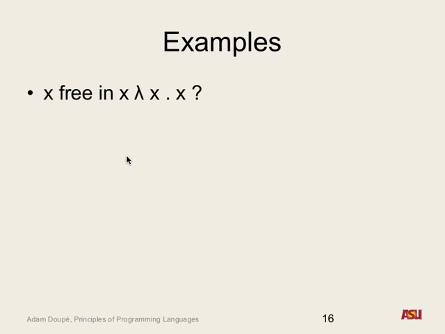Okay, let's look at some examples. So is x free in x lambda x dot x? Yes. Why? Because it's free on the left, on E1. I'm not understanding this. I don't know why.